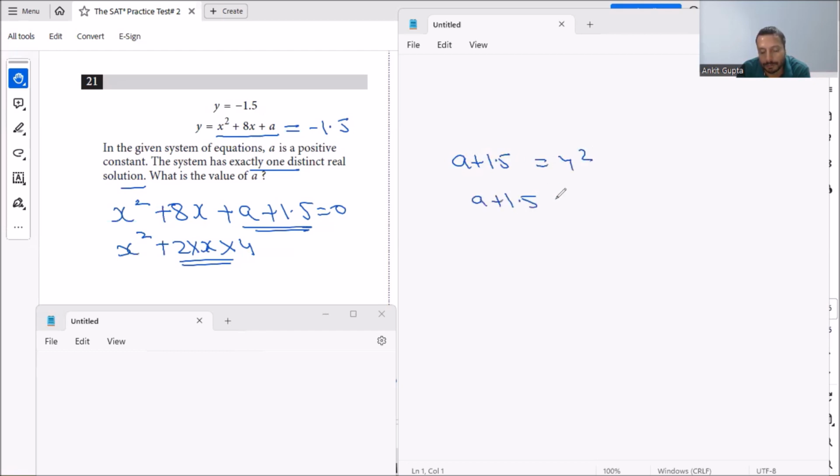So a plus 1.5 is equal to 16, and a will be equal to 16 minus 1.5, or will be equal to 14.5, right? So answer will be 14.5. So answer for this question will be 14.5.